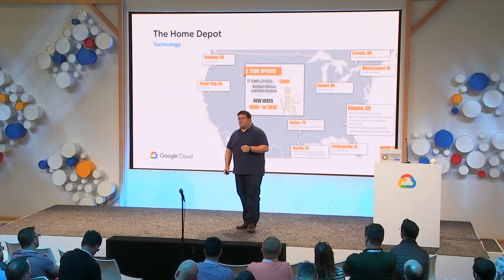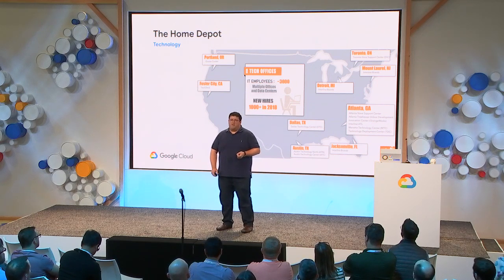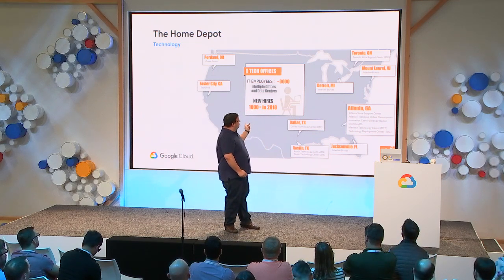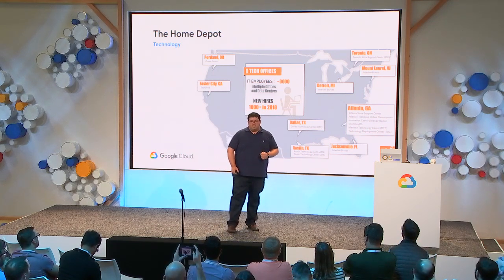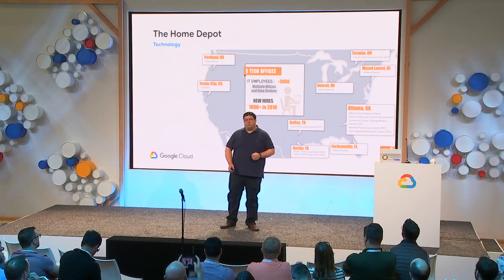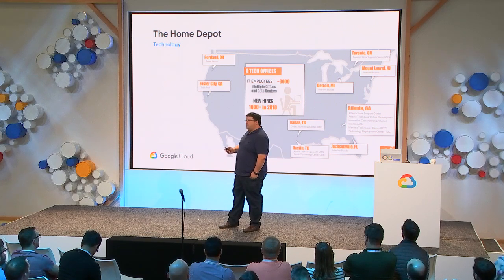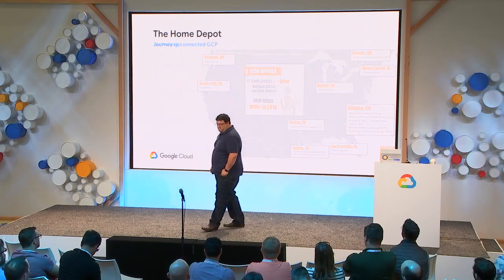What a lot of people don't realize is we do have a big IT presence. We have over 3,000 IT associates. We hired just under 1,000 last year, and we're still going. We have offices all across the country from our various brands that define Home Depot and companies that we use. And with that, I'll start with our actual strategy and how we started with the cloud.